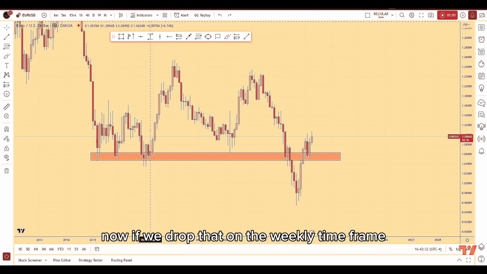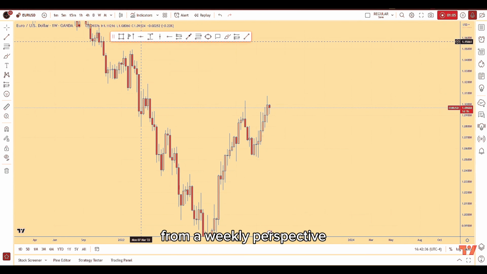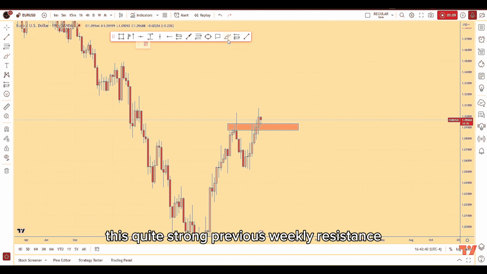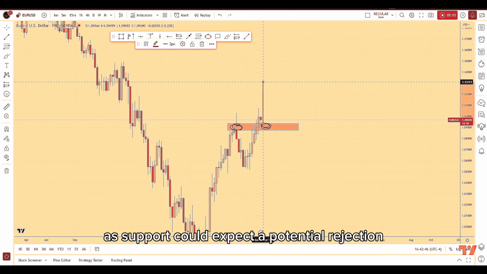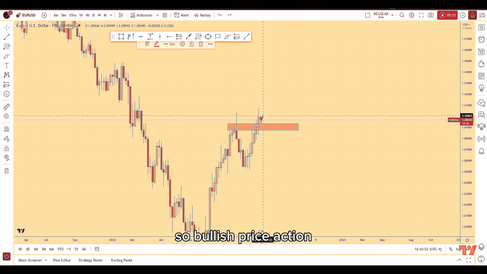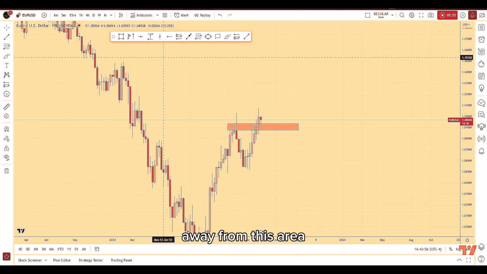from this area. Now, if we drop down on the weekly time frame, we can see how from a weekly perspective, the market is currently trying to break above this quite strong previous weekly resistance, which is now turned support. Now, as the market is testing this zone as support, we could expect a potential rejection away from this area to the upside. So bullish price action could potentially be created away from this area.